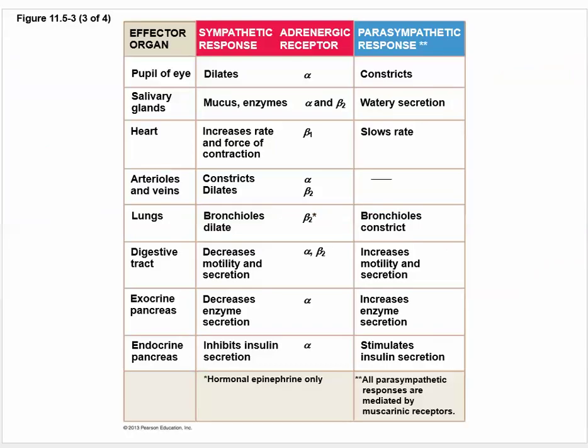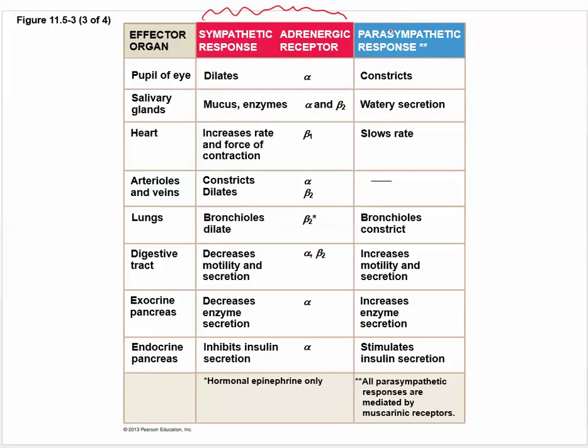So if we look at this for a lot of different things, here is the sympathetic response in red, and then over here the parasympathetic in blue, and we can see that for the pupil of the eye, sympathetic dilates, parasympathetic constricts, and same thing all the way down, increases rate, slows rate. Now, the parasympathetic isn't really responsible for controlling vasoconstriction, vasodilation.